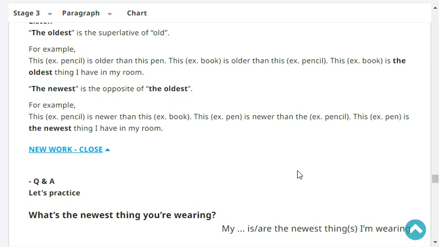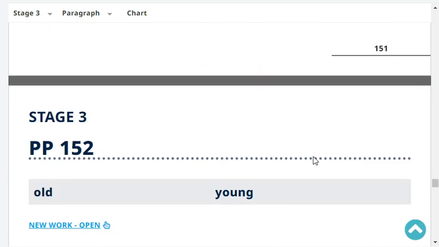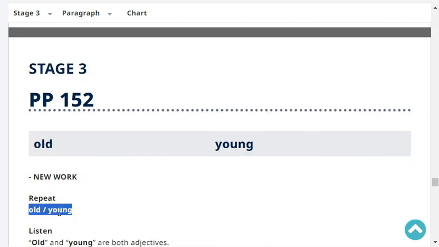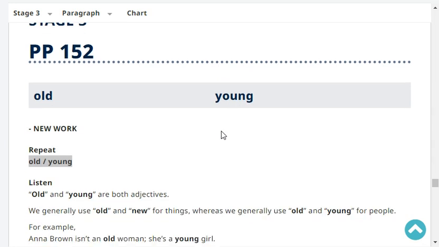My shirt. It's the newest thing I'm wearing. Very good. Next, repeat. Old, young. Old, young. Very good.